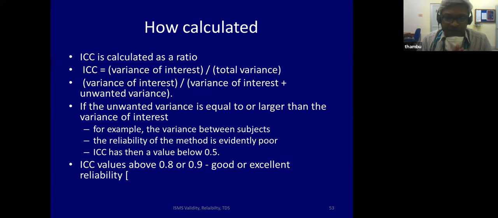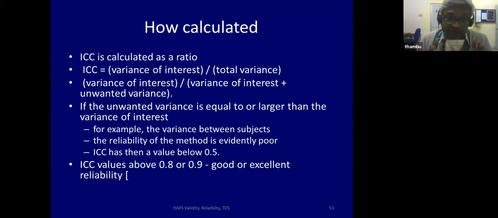For example, if the variance is between subjects, the reliability of the method is evidently poor, and the intra-class correlation will have a value below 0.5. If the intra-class correlation has a value of 0.8 or 0.9, then it has good or excellent reliability. So this is how ICC is calculated: variance of interest divided by the total variance.